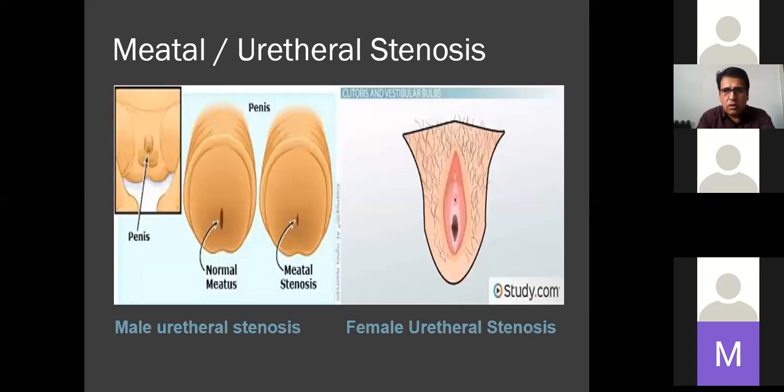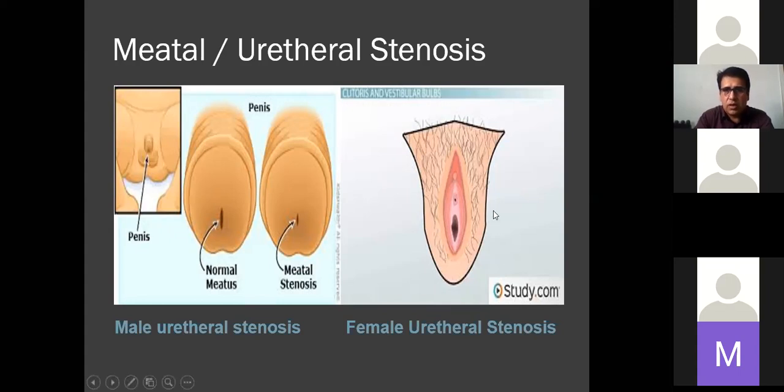Coming to the basic disease, which is very common and seen in most female and male patients, it's urethral stenosis. In males, you can see the normal slit of the urethra over here, but there is a marked narrowing of the urethra here. So a patient comes with difficulty passing urine, and the stenosis leads to a thin stream as well.